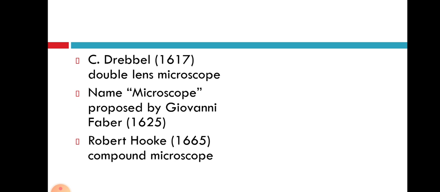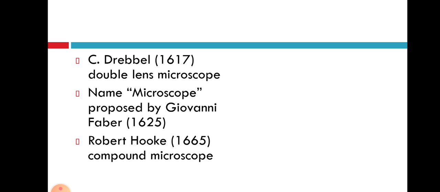In 1617 to 19, the first double lens microscope with a single convex objective and ocular appeared. The inventor was a physicist, C. Drebbel. This microscope was used to study cells, plant and animal tissue, and also minute living organisms. Till then, the name microscope had not been given to this device. The name microscope was first proposed by Giovanni Faber in 1625.